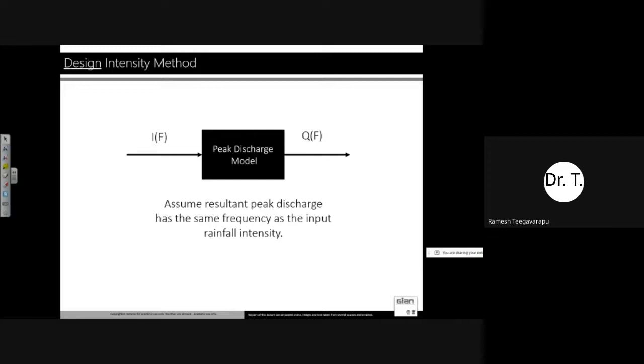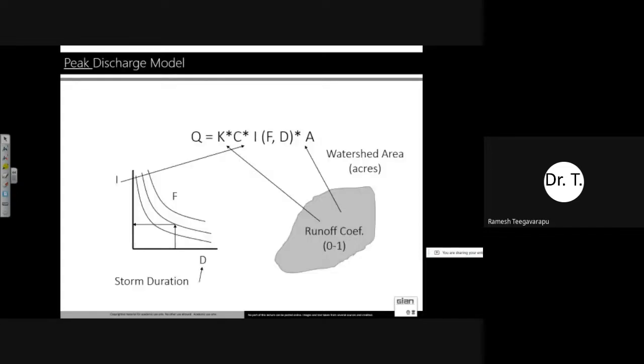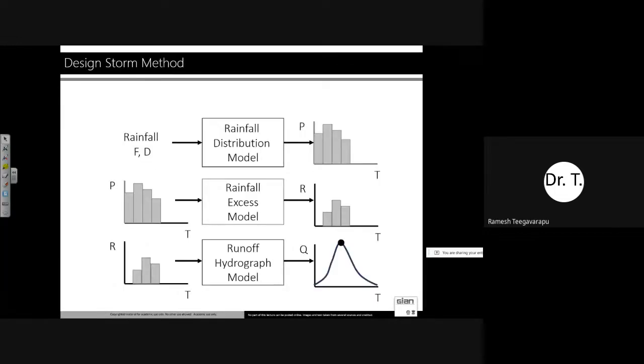The design intensity peak discharge method is very simple. You get the design intensity from an IDF curve, put it in a peak discharge model, and then you get your peak flood, which can be a rational method. And what I'm trying to show here can be something like this. We know the watershed area, we know the intensity, we know the rational coefficient, and K is the conversion coefficient, so you can get your peak discharge.